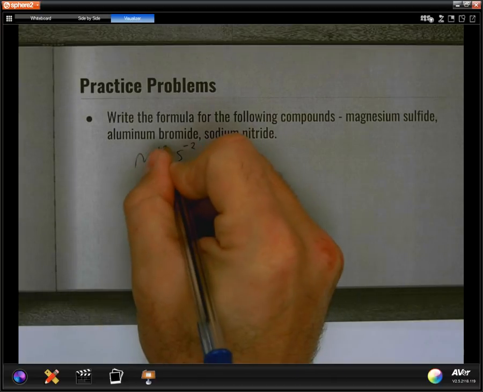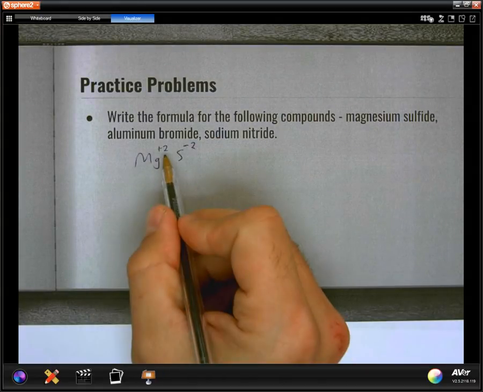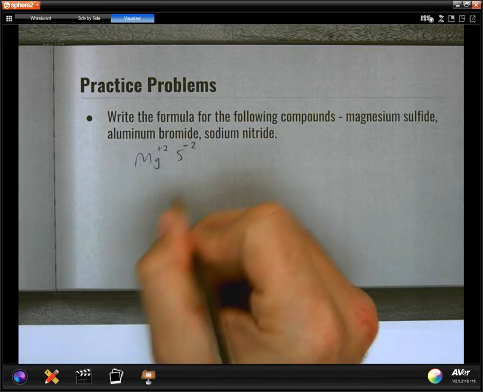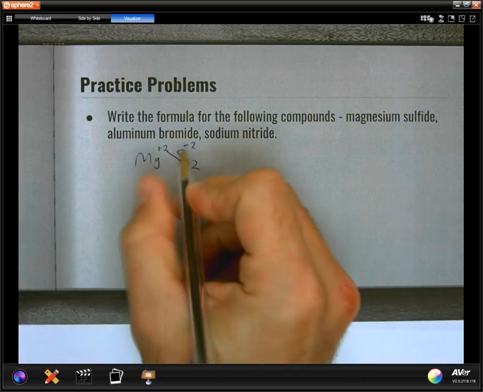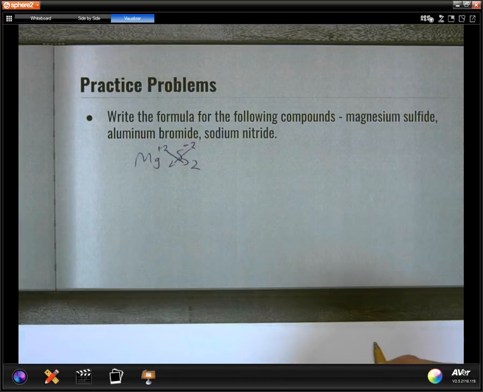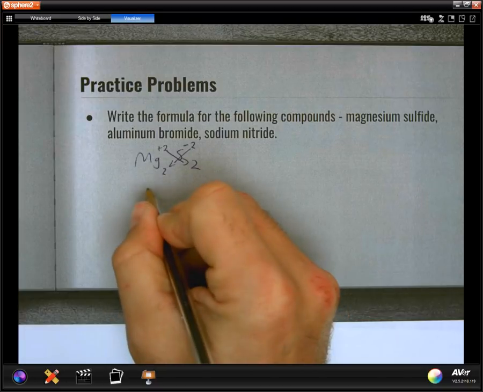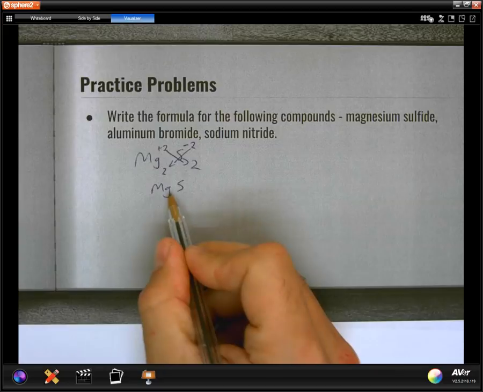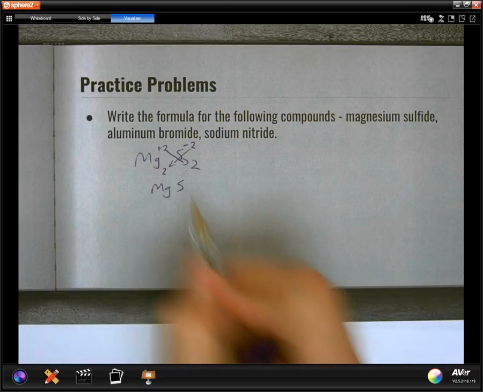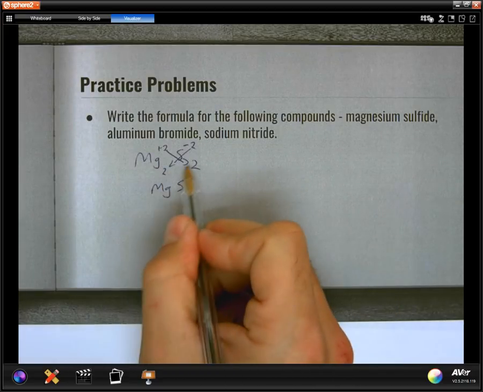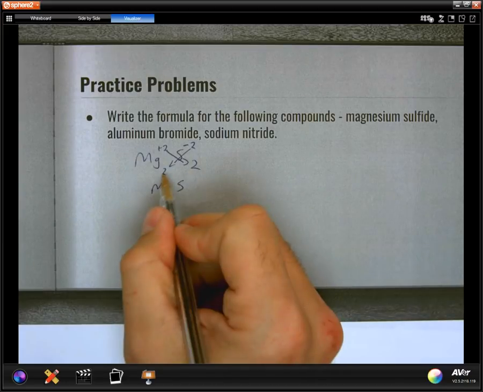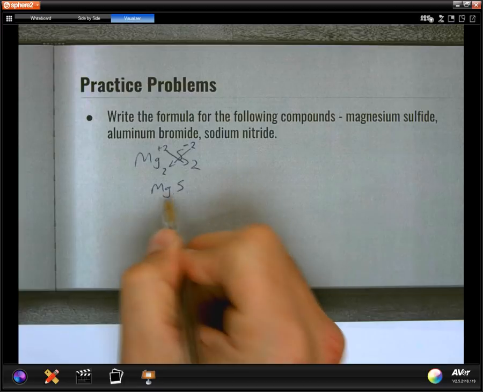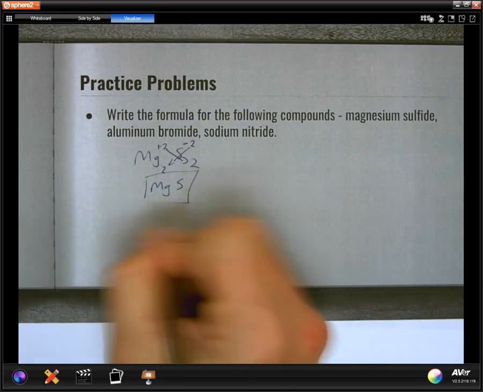So now step 2 is just cross the numbers, cross the absolute value. So that 2 gets moved down here. That 2 gets moved down here. And so you're going to get something like MgS. Now, why did I just write MgS? Why did I only put a 1 and a 1 here? Because, again, we want to write this in the lowest common number, in the lowest terms. So since it's a 2-to-2 ratio, we're just going to reduce that to a 1-to-1, and this would be our answer.